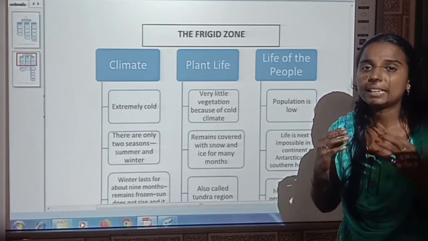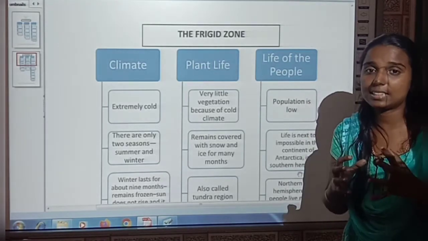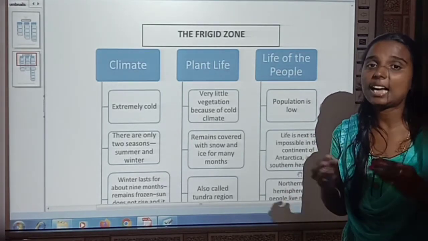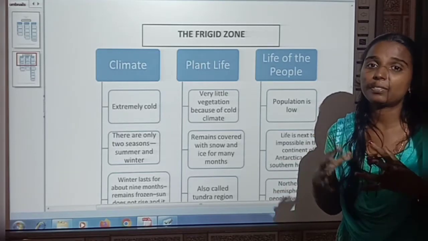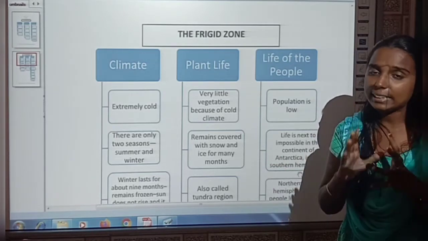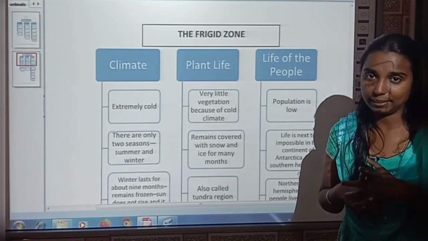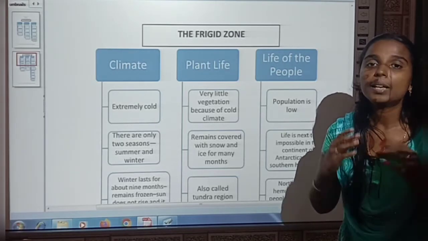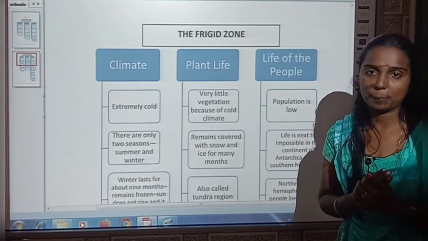Hibernate means what? They will go for a long sleep. They will sleep for months. During which season? Winter season. Because in winter season the climate is very cool, so they can't find food, right? The ground is completely frozen. So it is very difficult for them to find food. So those animals will hibernate. And what the birds will do? Birds will migrate from those area to some warmer areas.